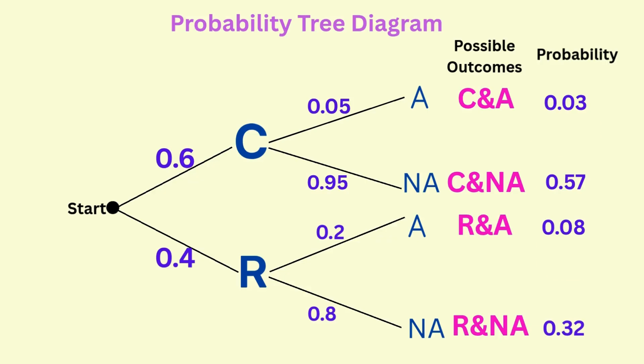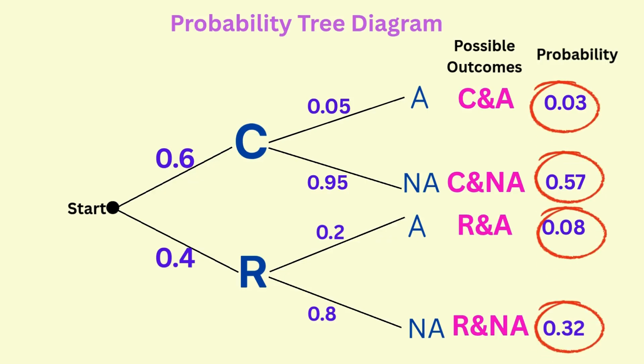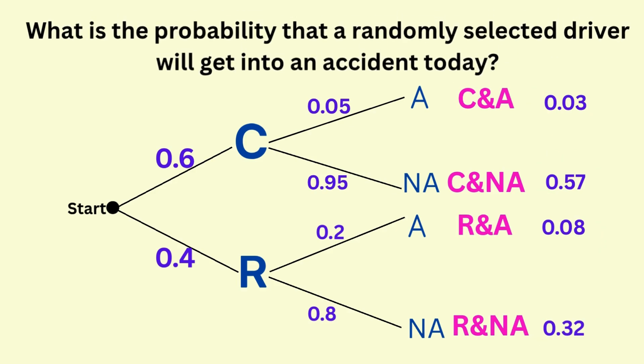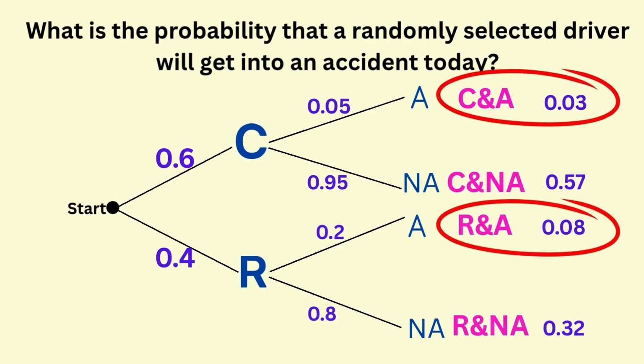Notice that if you add the probabilities for all the possible outcomes, you'll always get 1. To find the overall probability that a randomly selected driver will get into an accident today, we add the probabilities for all the outcomes with accidents. That's 0.03 plus 0.08 and get 0.11 or 11%.